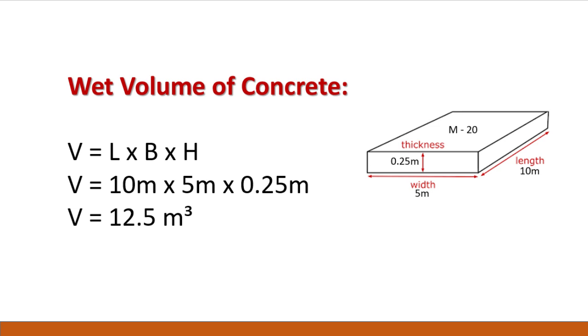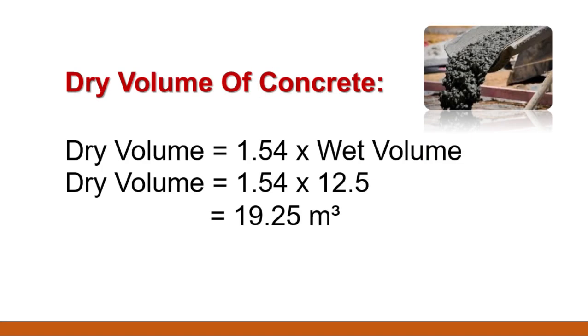By utilizing these dimensions, we will calculate the total volume of concrete we have to pour. We have multiplied length, width, and height. We calculated the total volume. This volume will be called wet volume of concrete, but because we have to find out the quantity of cement and we get cement in dry form, so we have to convert this volume into dry cement value.